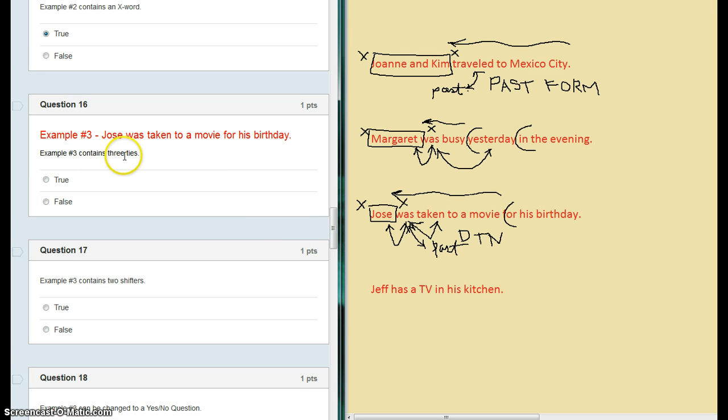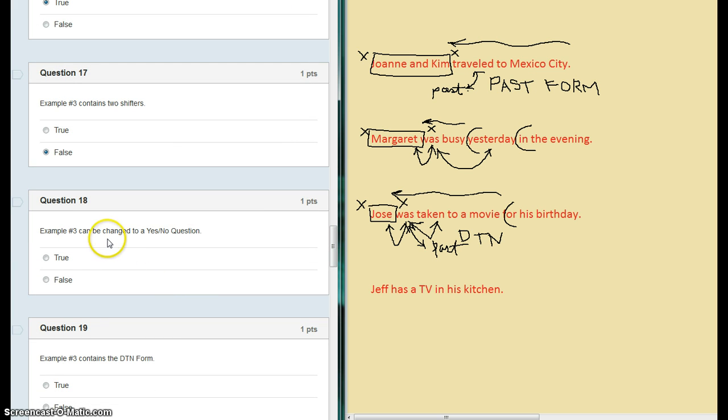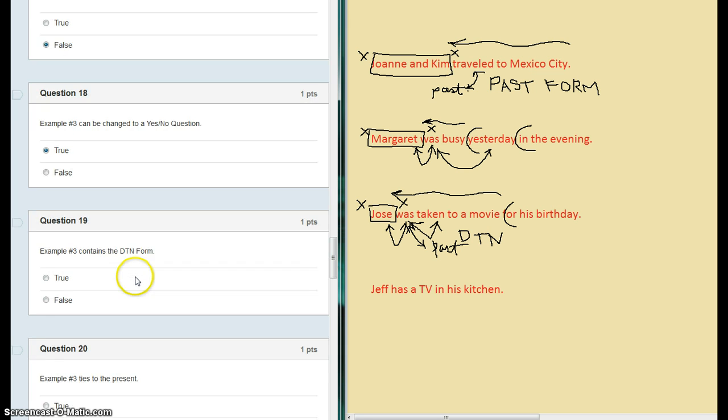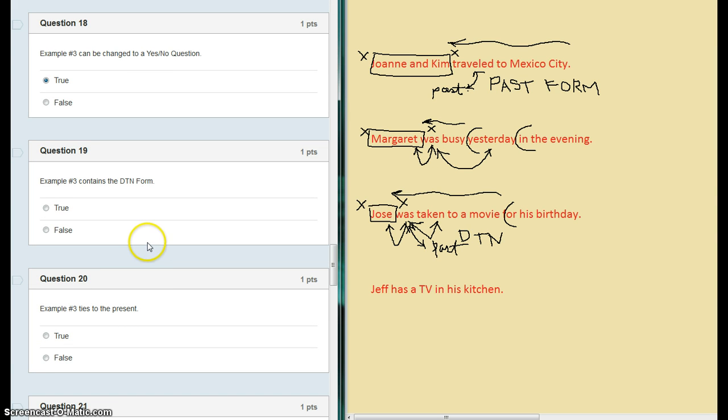Example number 3 contains 3 ties. Exactly. True. Example number 3 contains 2 shifters. False. Example number 3 can be changed to a yes or no question. Definitely. All sentences have 3 forms. Jose was taken, Jose was not taken, was Jose taken. Question 19. Example number 3 contains the DTN form. Absolutely. There it is. True.